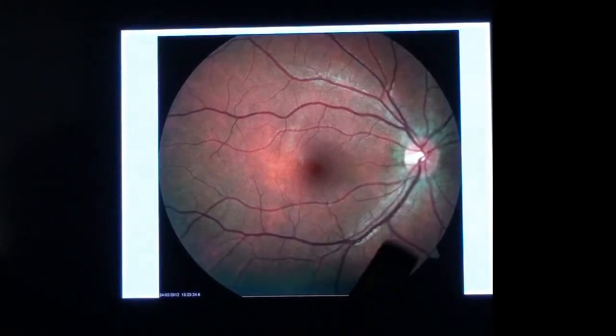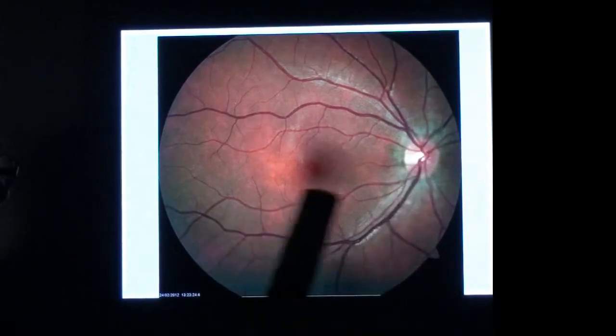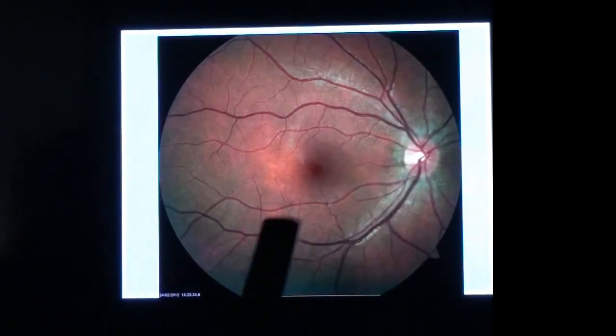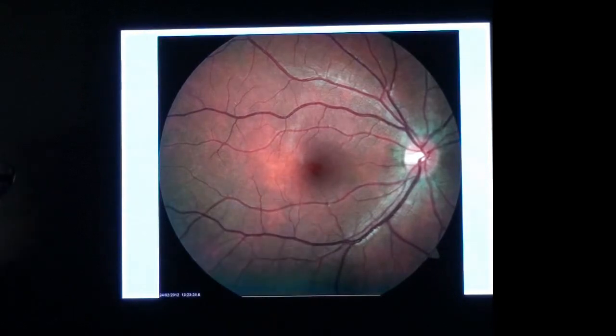This is the normal human retina. It shows the optic nerve here, the major blood vessels coming out from the back of the eye, and this particular part of the retina, which is extremely important, the macula.